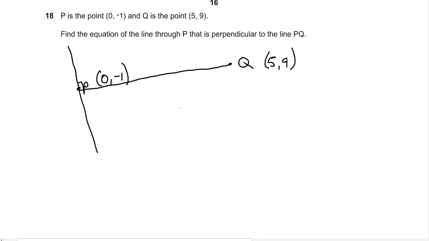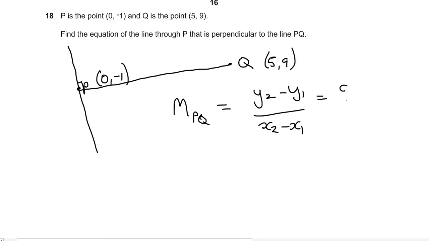Okay, to start, we need to find the gradient of PQ, and this is y2 minus y1 over x2 minus x1. Okay, so y2 is 9, y1 is minus 1, so it's 9 minus minus 1, and x2 minus x1 is 5 minus 0. So this is 10 over 5, which equals 2.